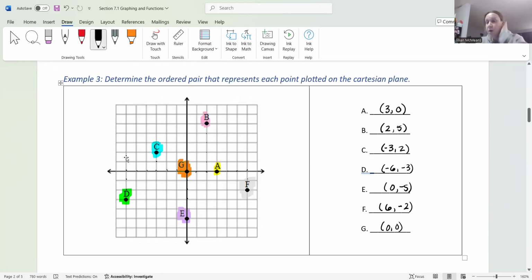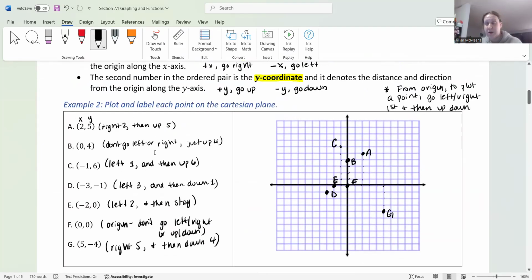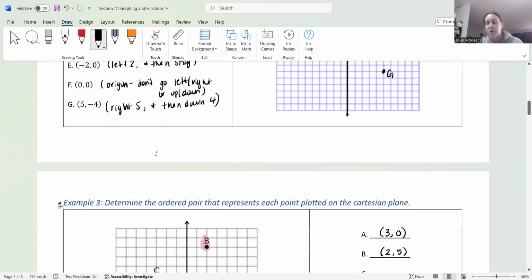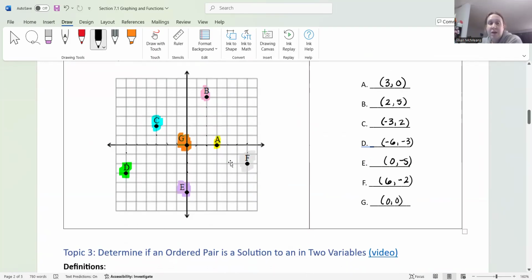Okay, so I want you to know how to do two things. I want you to know how to plot points like we did in example 2. I also want you to know how to take information from a graph and determine an ordered pair that matches a location on the Cartesian plane. Okay? Now, in topic 3, we're going to look at some ordered pairs and determine if they're solutions to equations in 2 variables. So we're going to have to talk a little bit more about what is an equation in 2 variables.